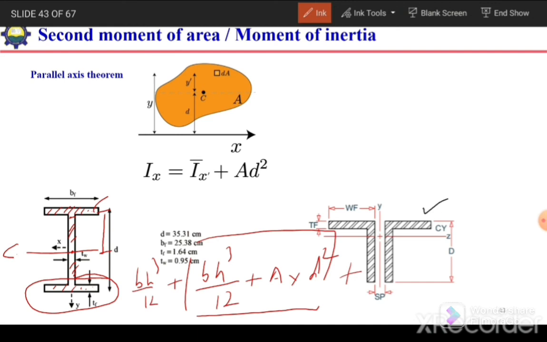Similarly, we can also calculate the second moment of area for this built up section by using the parallel axis theorem.